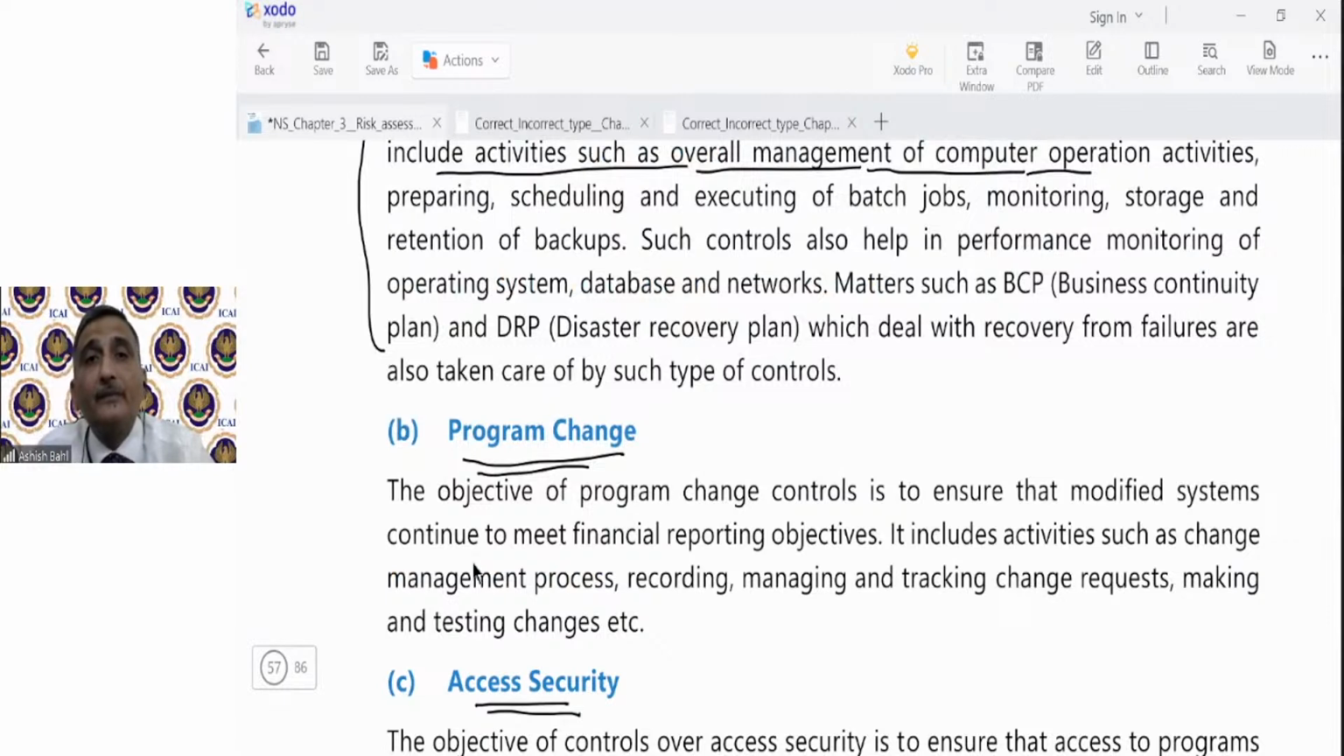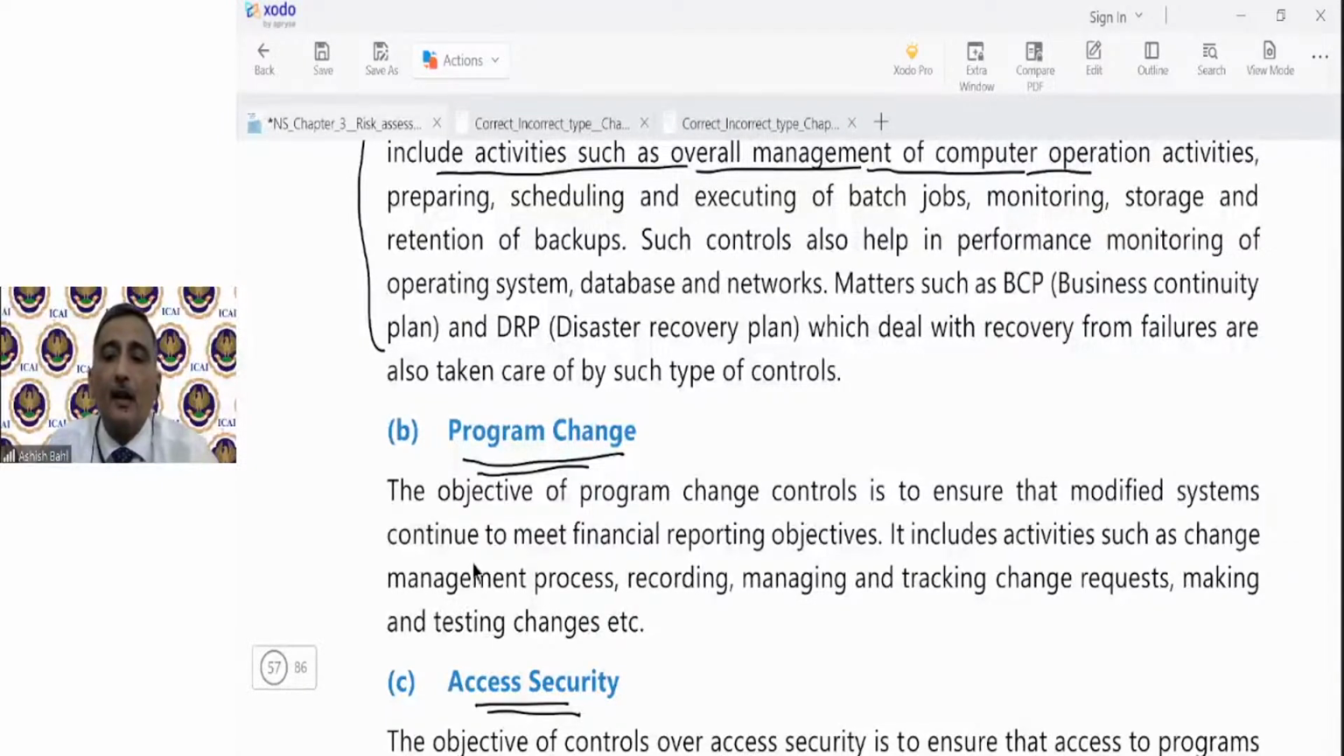in the program, say in connection with some change in law or change in regulation, or it is required by the company itself. Then how would that change be carried out? What would be the change management process? How would that change be carried out in the software? So such type of controls are called program change controls.